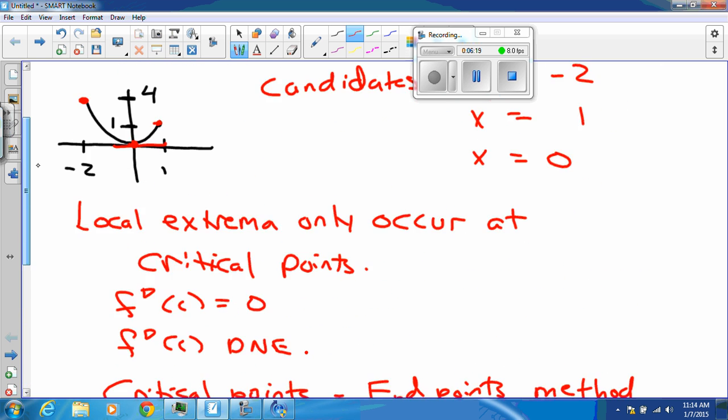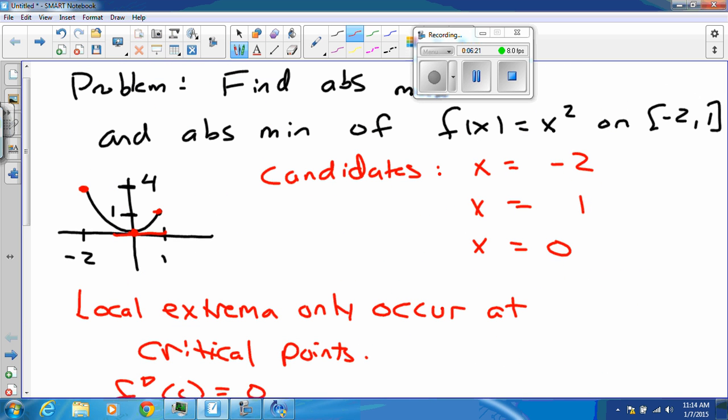Okay, so let's actually do that with our function up here. Walk through and see how we get these candidates and see what we do with them.